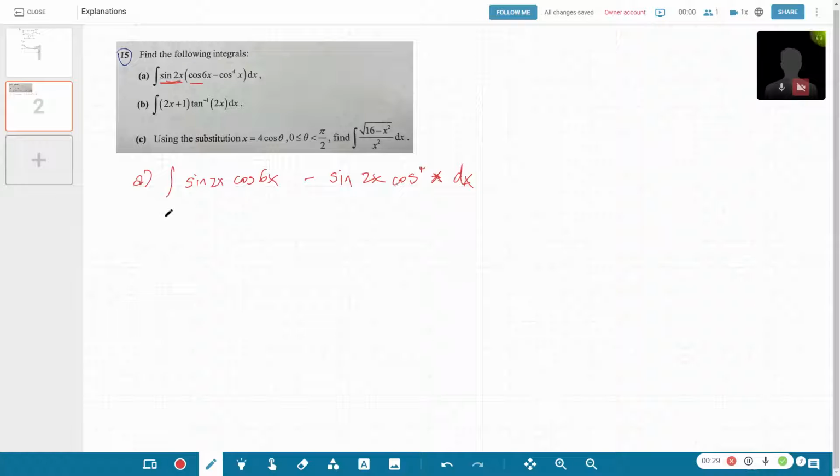Okay, so let me just replace the cosine 6x and sine 2x. I like to put the bigger one in front. I'll put a 2 as well. So you can see this is actually the factor formula. Minus integrate. Now sine 2x I can change to 2 sine x cosine x, and then with the cosine power 4x.